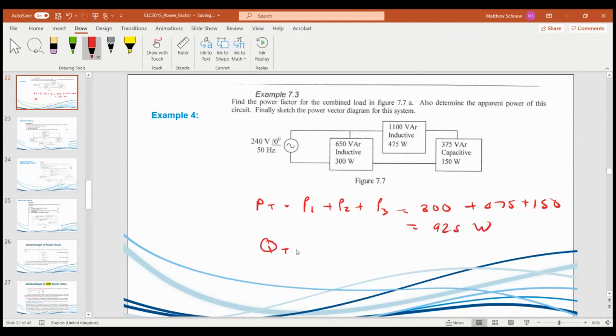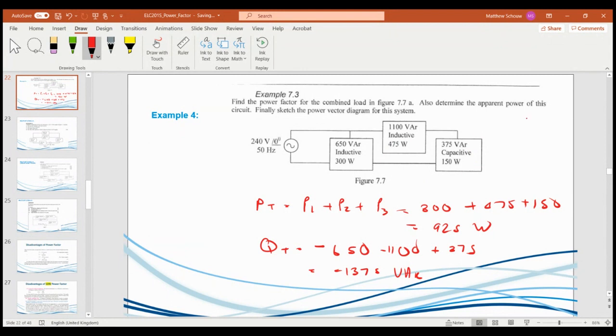Now Q, the fun part. We look at the 650 var, 111 var, and the capacitive. If it's inductive, it's going to be negative, as stated. If it's capacitive, it leads the voltage, and we add 375. Once you add all of this up, you should get an answer of minus 1375 var.